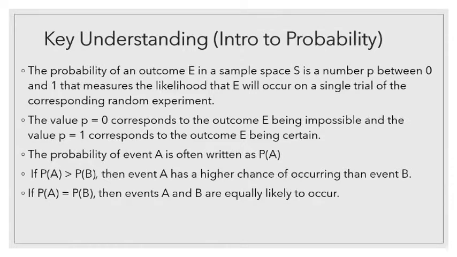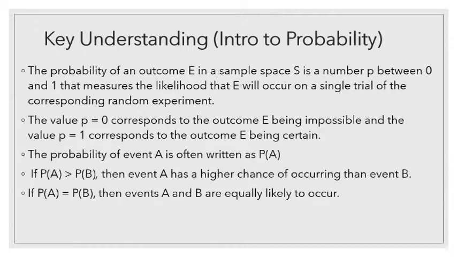Okay. So if you have the value P equal to 0, that is the probability of 0. This corresponds to the outcome E being impossible. And the value P equal to 1 corresponds to the outcome E being certain. Right? So if you get probability of 0, it means that event is impossible, will not occur. Okay? And if the probability is 1, it means the outcome is certain. You're 100% sure that this event is going to occur. So that's P equal to 1.